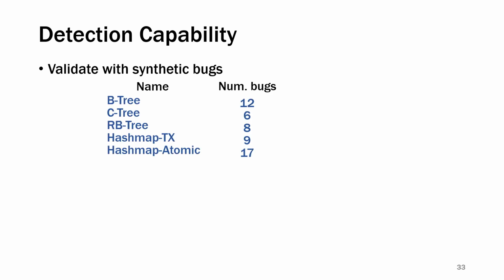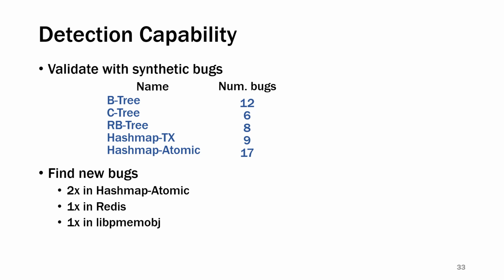Finally, we evaluate the detection capability of XFDetector. We first validated with synthetic bugs that we placed in the microbenchmarks. And then during testing, we found 4 new bugs, one in the HashMap atomic program, one in Redis, and another in the libpmemobj library. Those bugs cannot be detected by previous works as they require holistic testing across the failure.